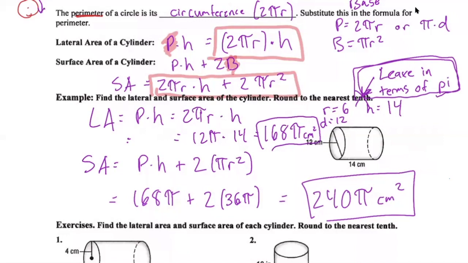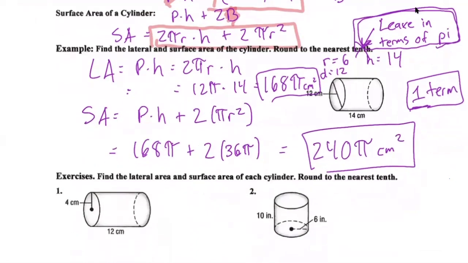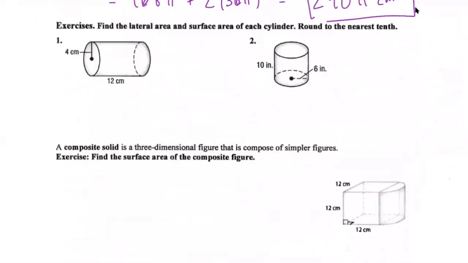If it's a binomial, like pi plus something else, you want us to leave it that way? You want us to combine it? If it's one like term, yes. If something pi plus something else is the answer, then simplify, yes. Okay. Good question. It shouldn't be too bad.